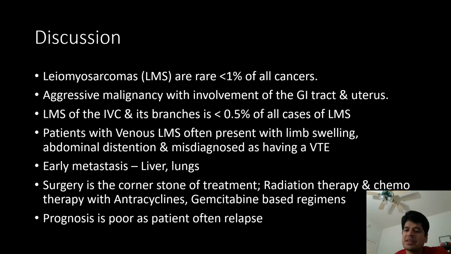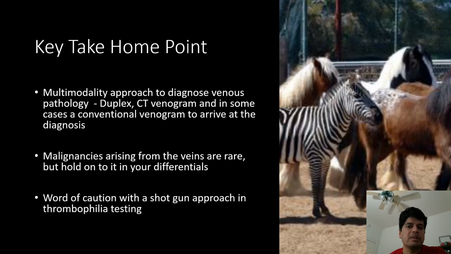Surgery is the cornerstone of treatment, but radiation and chemotherapy can be tried with anthracyclines and gemcitabine. If you look at the literature, there's no real classic treatment protocol because this is a fairly rare malignancy, and there's not a whole lot of literature out there. Prognosis is usually poor and patients often relapse, like in our case. When there was a relapse, our patient decided to proceed with hospice and end all the treatment strategies.